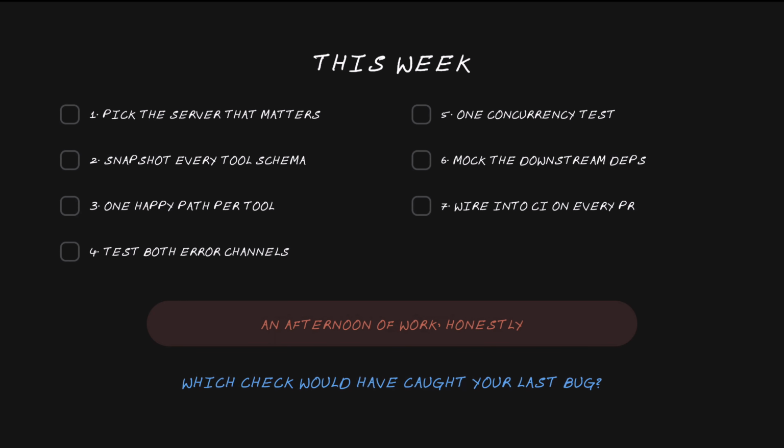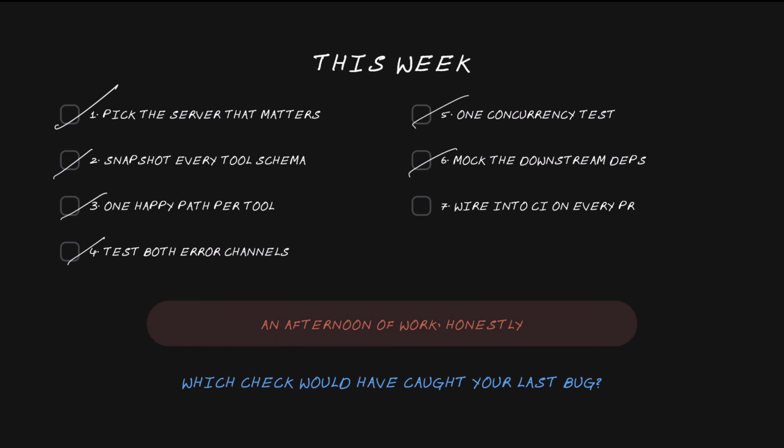Alright, so here is what I would recommend you do this week. Number 1, pick one MCP server that matters most to your team. Number 2, write the discovery test and snapshot every tool definition. That alone catches silent contract drift. Number 3, add one happy path test per tool. Number 4, add the bad input test, asserting the protocol errors and isError results separately. And number 5, add one concurrency test.